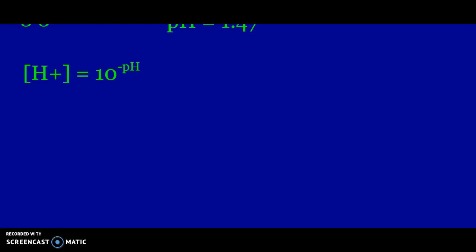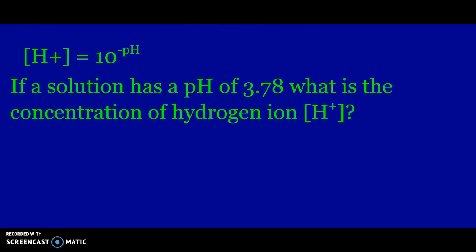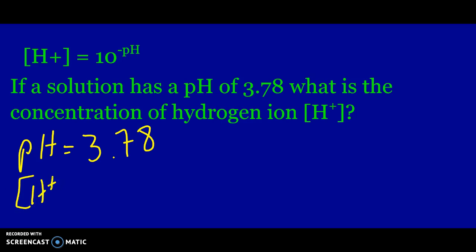And I know you already know that I have an example problem for that one. So let me dig that one up. If a solution has a pH of 3.78, what is the concentration of hydrogen ion? Good question, Mr. Nolan. Well, what do we know? We know that we have a pH being, oh yes, identifying variables, 3.78. I want to know what my hydrogen ion concentration is.